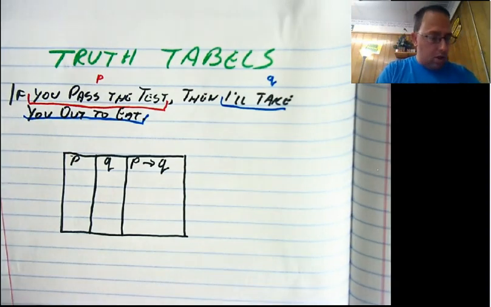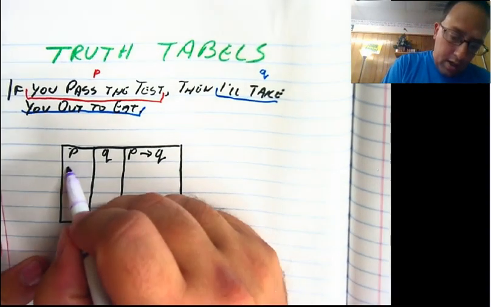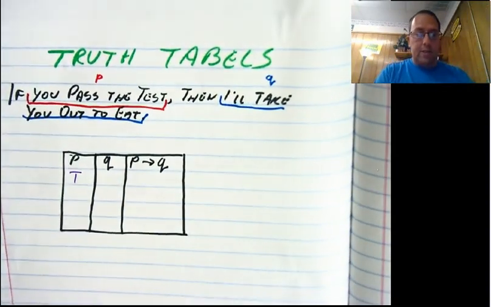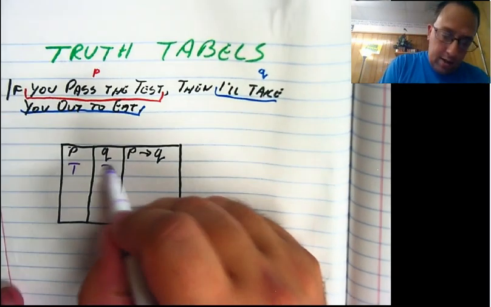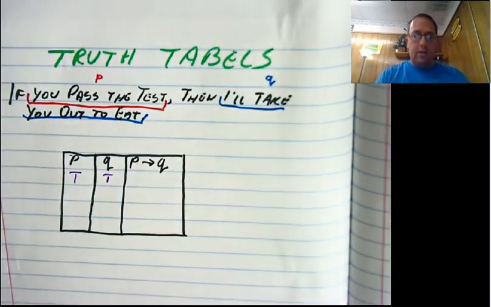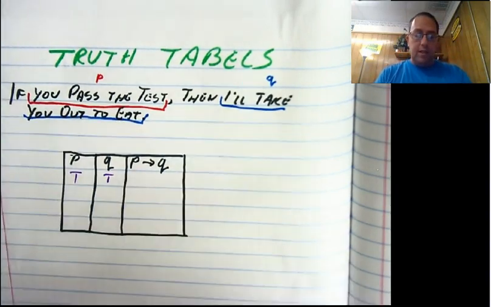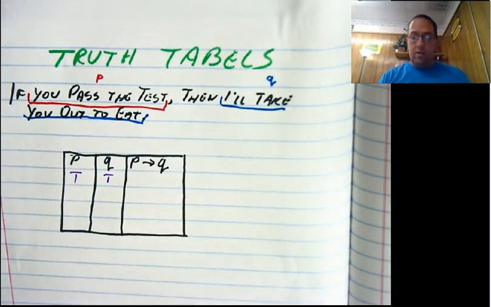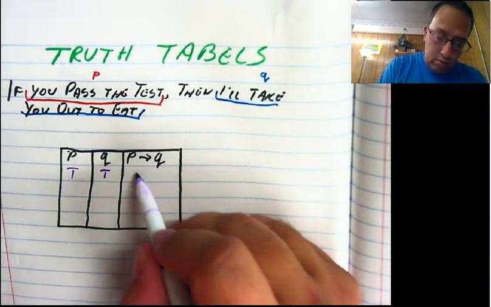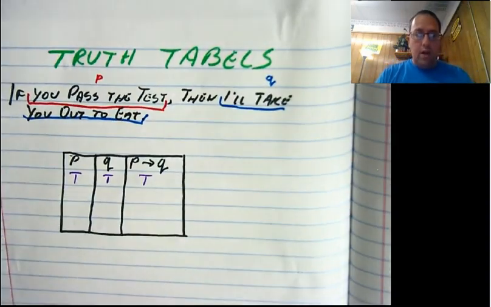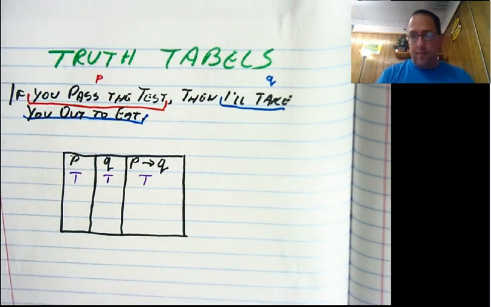We're going to do it like this. You really did pass the test, and I really did take you out to eat. So is my statement that if you pass the test, I take you out to eat, a true statement? Well, yeah, that's true. Now, there are other options that could happen here.